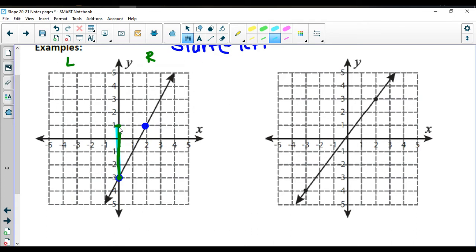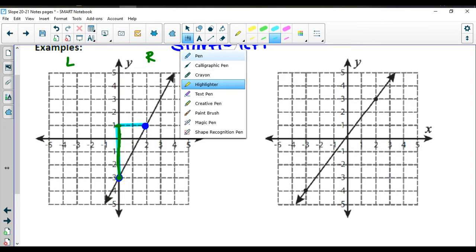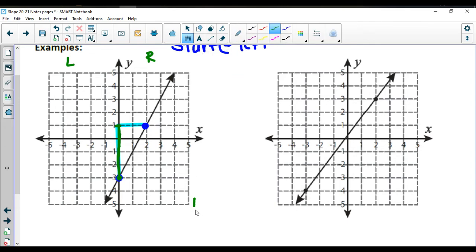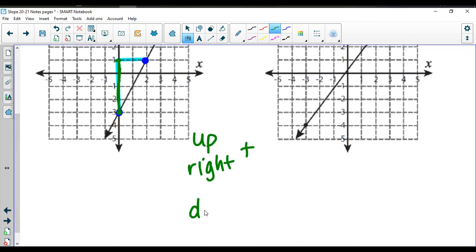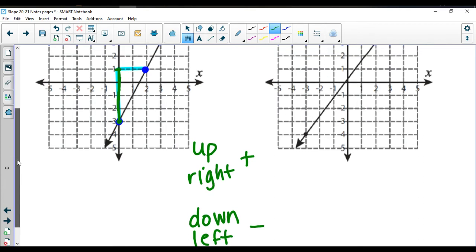From there, we are now going to travel to the right to get to our other blue dot. So when we travel up, that is a positive movement. And that should make sense. We're going up the number line, that's positive. When we travel to the right, that is also considered a positive movement. Vice versa, if we travel down or to the left, those are going to be considered negative movements for us.